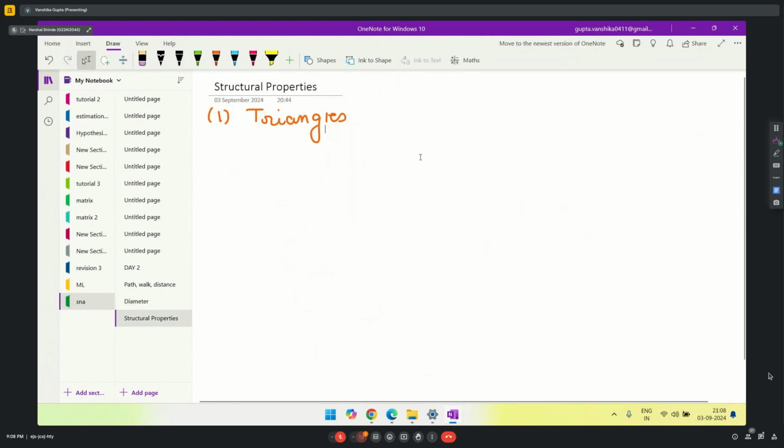Now, next we are studying structural properties. In structural properties, the very first property that we'll be studying is triangles. So let me make a simple example of triangles. So this is what basically a triangular node looks like.